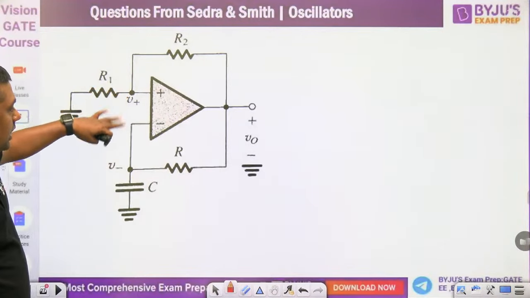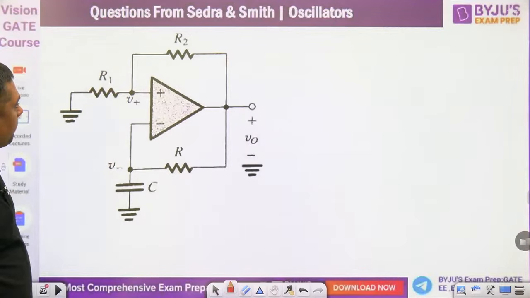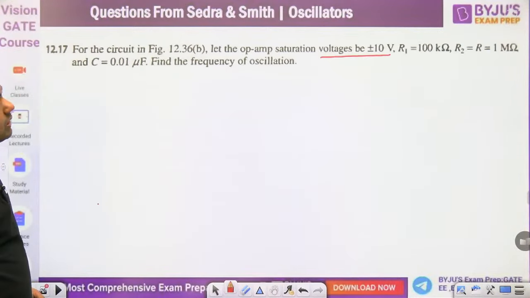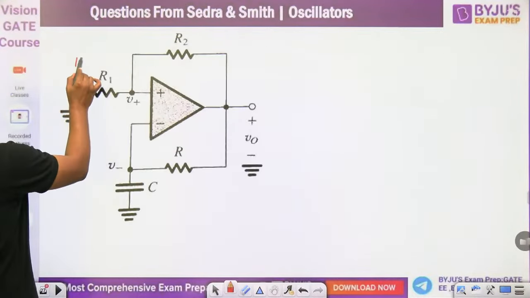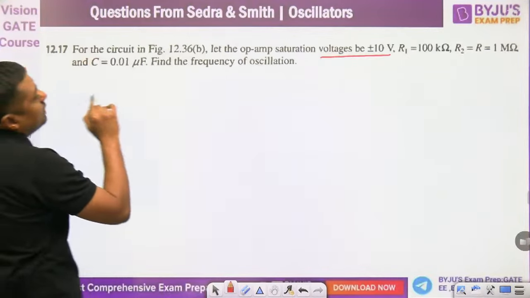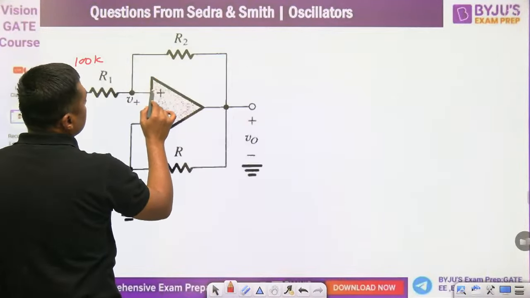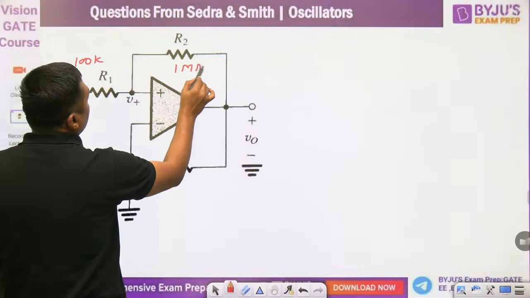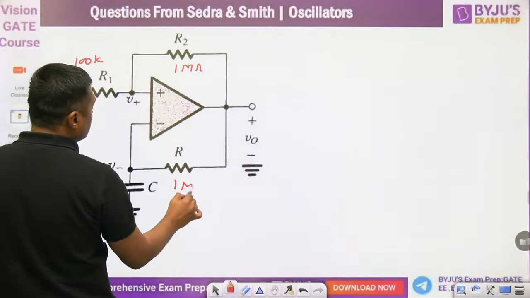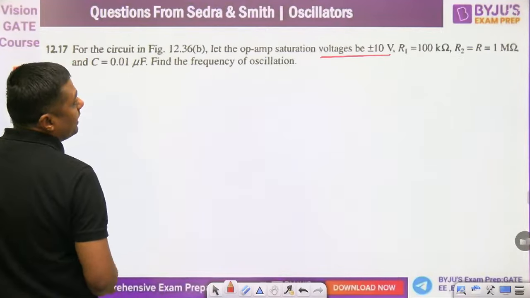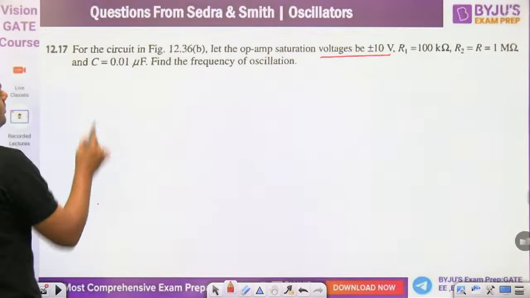So what is given here? R1 and R2. This is the C. Then what is the value of R1? 100 kilo ohm. And what is the value of R2? 1 mega ohm. 1 mega ohm. And what is this? 1 mega ohm. It is also 1 mega ohm. And what is the value of C? 0.01 microfarad.